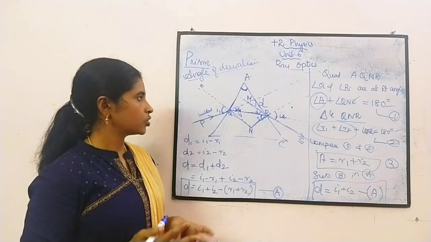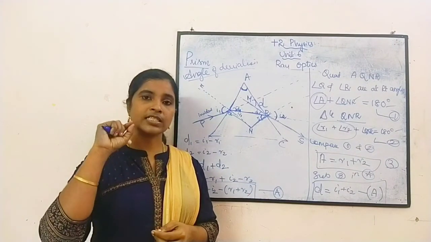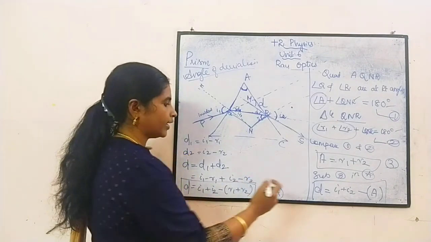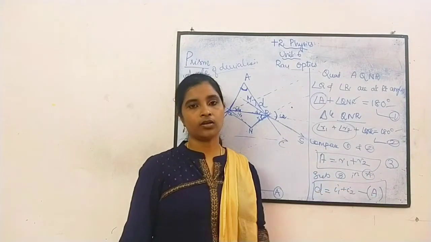ஓகே, ஸோ it is very easy. You draw by your own step by step and do it. It is nothing, it's not a matter at all. Finally, the deviation depends upon angle of incidence, angle of emergent ray, and angle of prism.